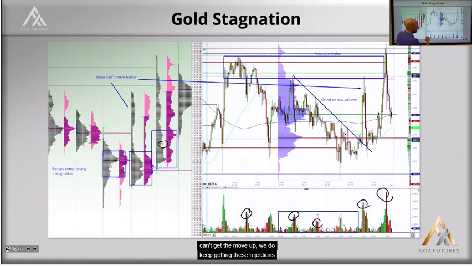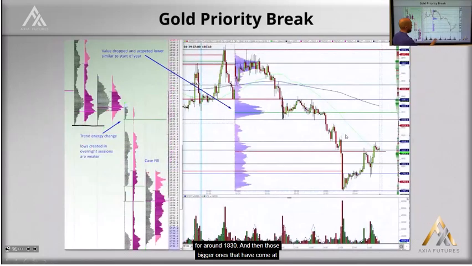We do keep getting these rejections for around 1830 and then those bigger ones that have come at the beginning of those 2 weeks. But 1600 are weak areas. You don't expect those to hold if we start to set up the move down. So going into the following week, you're now thinking, right, get below 1830. We have possible move down towards 1600 and beyond.